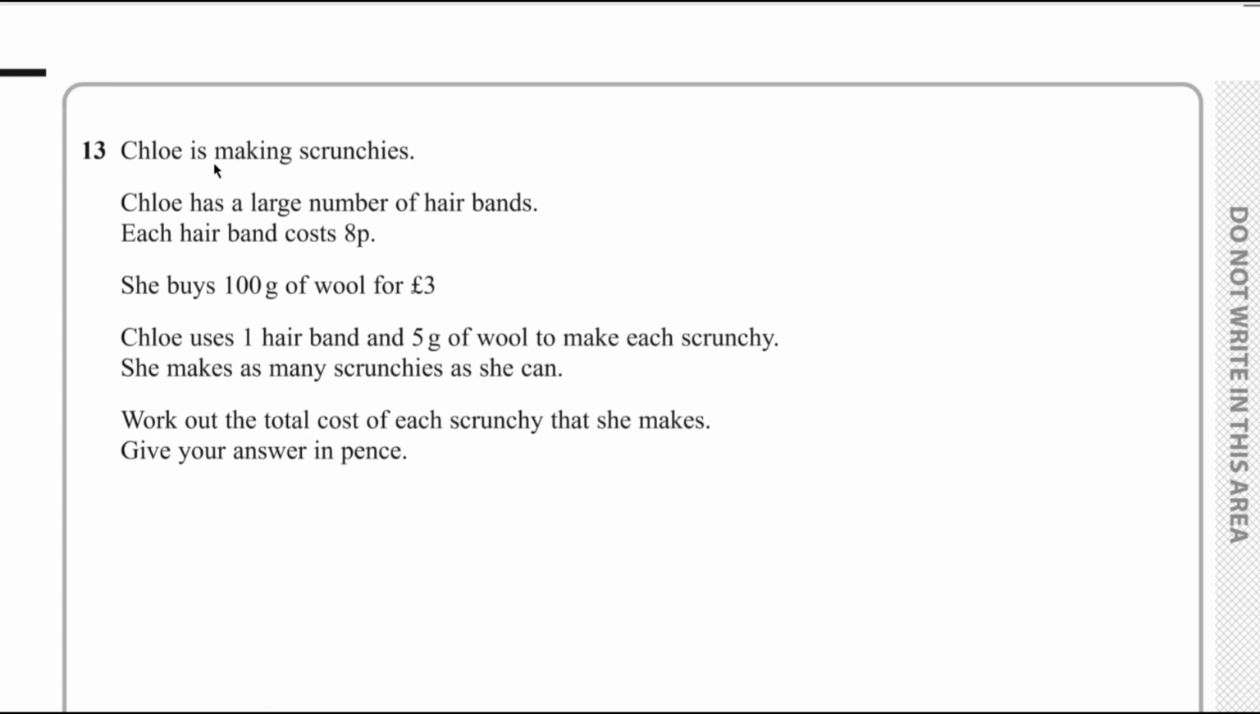Question number 13. Chloe is making scrunchies. Chloe has a large number of hairbands. Each hairband costs 8 pence. She buys 100 grams of wool for £3. Chloe uses 1 hairband and 5 grams of wool to make each scrunchie. She makes as many scrunchies as she can. Work out the total cost of each scrunchie that she makes. Give your answer in pence.